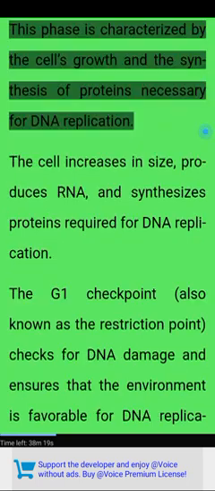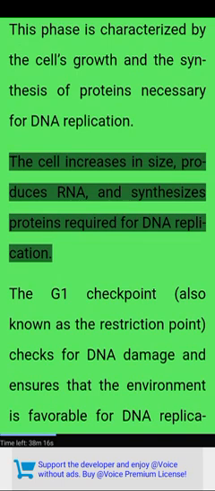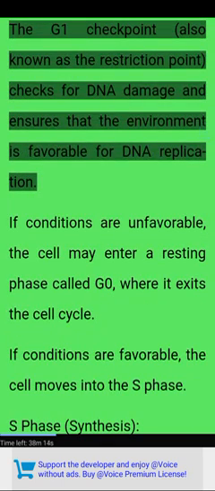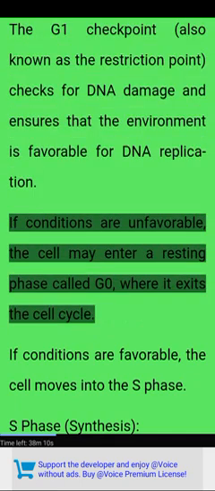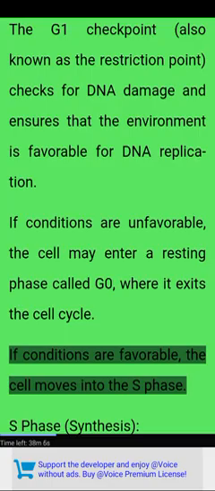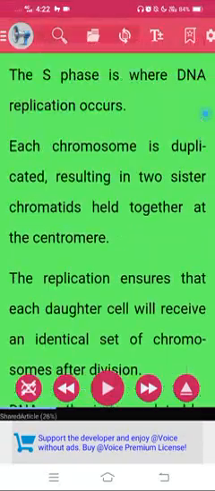G1 phase, gap 1. This phase is characterized by the cell's growth and the synthesis of proteins necessary for DNA replication. The cell increases in size, produces RNA, and synthesizes proteins required for DNA replication. The G1 checkpoint, also known as the restriction point, checks for DNA damage and ensures that the environment is favorable for DNA replication. If conditions are unfavorable, the cell may enter a resting phase called G0, where it exits the cell cycle. If conditions are favorable, the cell moves into the S phase.